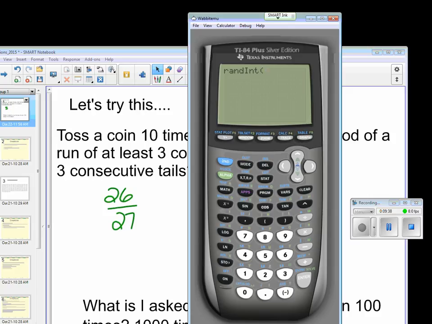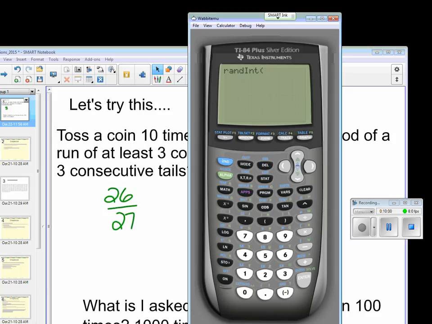Rand-int. Does it come up with the new operating system the exact same way? The new one says upper, lower, and paste. Do you see that on some of your calculators? Okay, upper, lower. You see what I see?